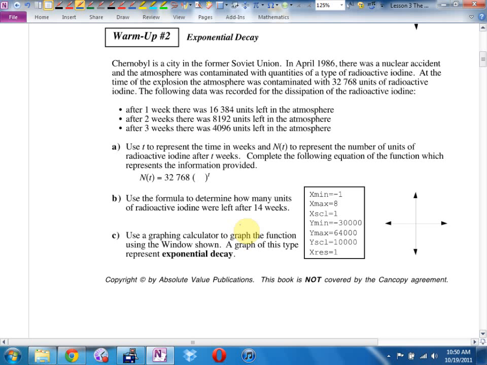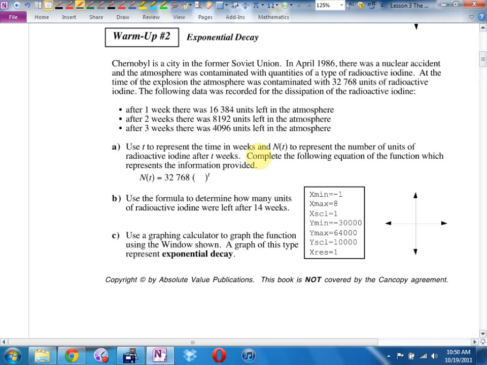So it says, initially, they measured 32,768 units of radioactive iodine. After 1 week, there was that many. 2 weeks, there was that many. 3 weeks, there was that many. What's the pattern here? Someone said something, I think. What's the pattern? What's going on here?